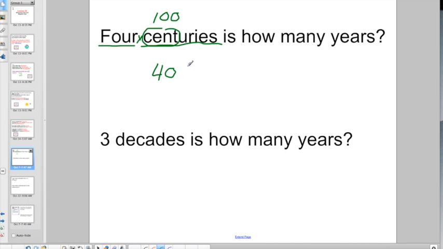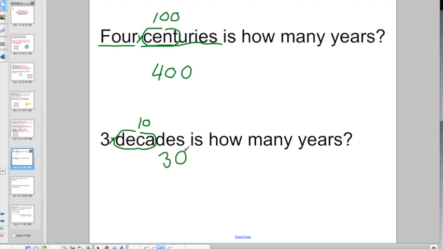Not too tough. Number of groups times the number in each group. We learned that. Let's try this one. 3 decades is how many years? Number of groups is 3 times the number in each group. Do you remember how many years are in a decade? That was 10. So 3 decades, hey, that's got to be 30 years, right?